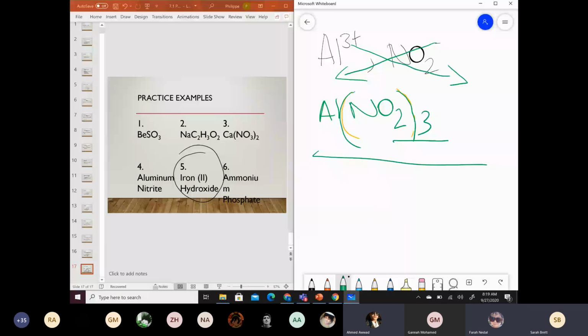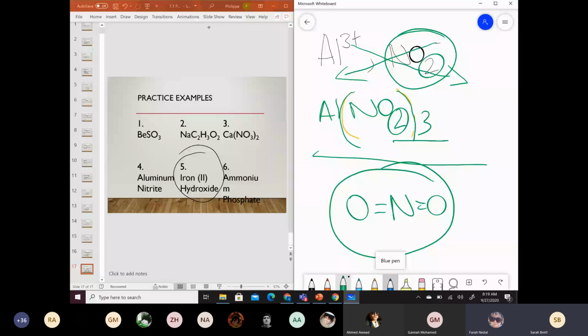Miss? Yes? And then the 2 that's next to the NO is representing that there's 2 aluminium ions? No, what is the 2 representing? The 2 is that there's 2 oxygen. The 2 belongs to this ion. It's always been there. This is the ion of nitrite. You cannot all of a sudden chop these off. It belongs to nitrite, okay? So the 2 has got nothing to do with the charges.